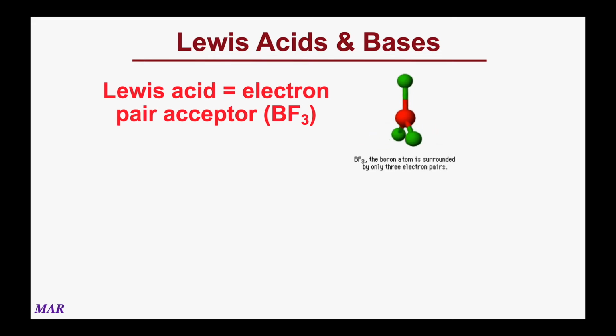That empty 2p orbital on boron is sticking out above and below the trigonal planar boron molecule right there. It's an empty orbital, doesn't have any electrons in it. That's going to be a good place to accept a lone pair of electrons.